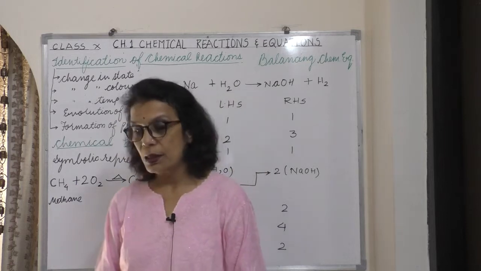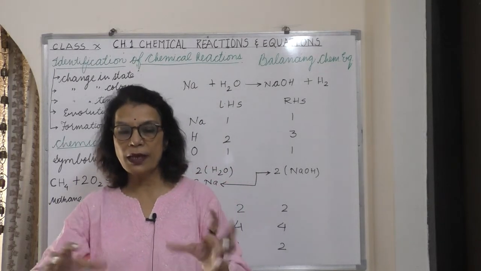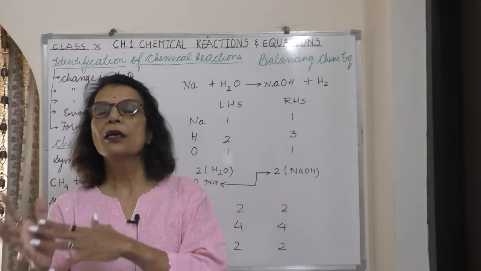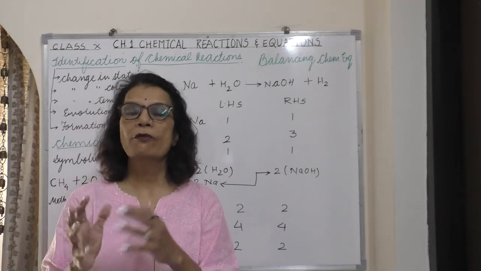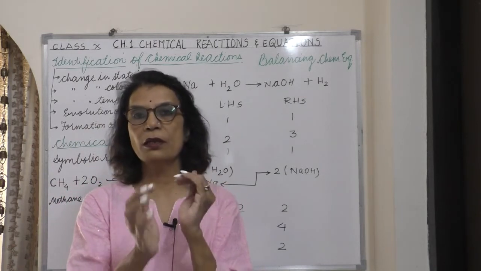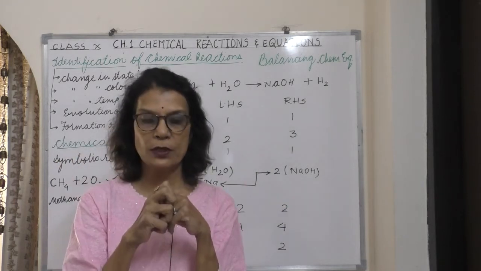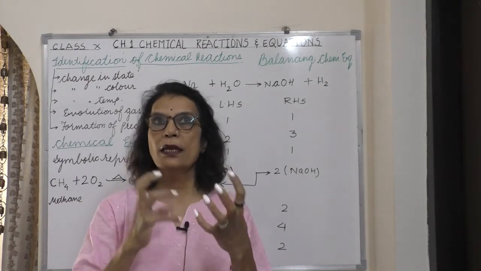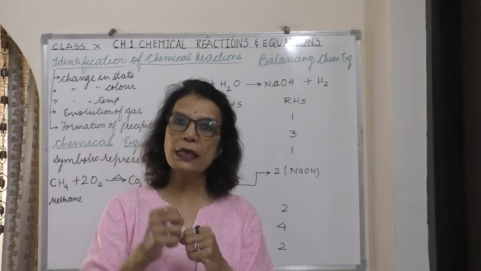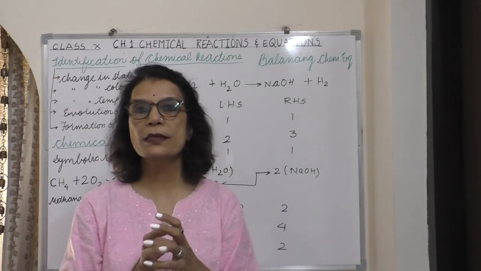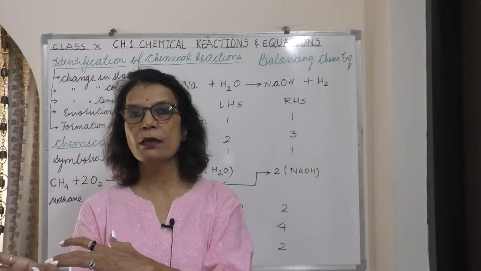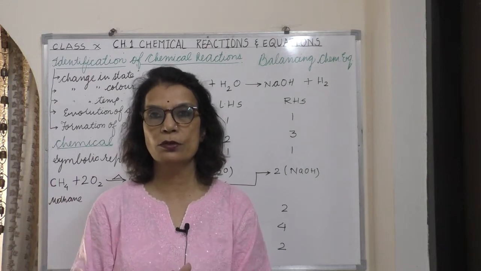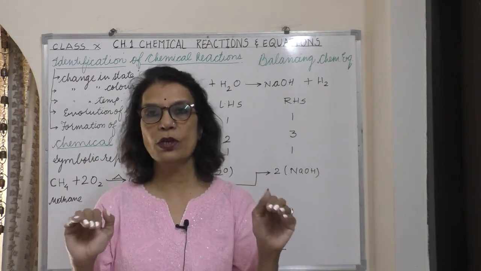Number three, that is change in temperature. The reactants have their own temperature, and the product you get could be different. Or when the reaction is going on, when you are adding two substances, they need something external, like to increase the temperature or to decrease the temperature. And the product you get may not be at the same temperature. The variation of temperature you can observe.